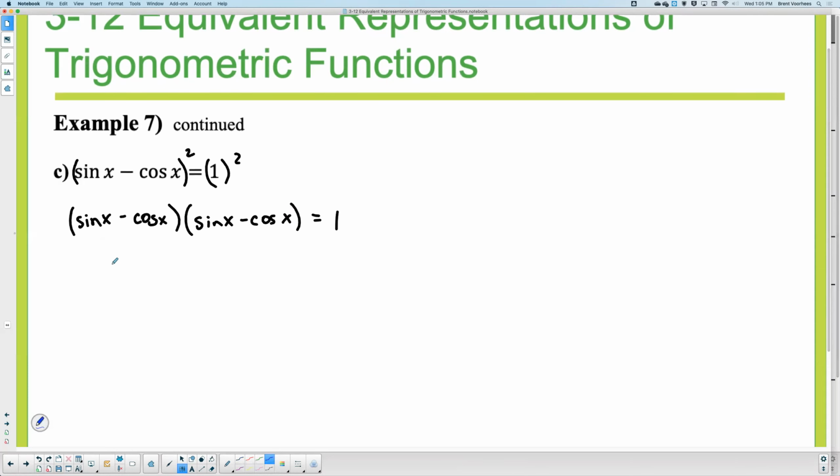Now I'll distribute. I'm going to have sine times sine right there, so that's going to give me a sine squared x, and then I'll have a sine times a negative cosine, and a negative cosine times a sine. So again, I'm going to have 2 of those. There were 2 of them, a sine times a negative cosine and a negative cosine times a sine. Since there's 2 of them, that's going to become negative 2 cosine sine. And then finally, we're going to have a negative cosine times a negative cosine, which becomes a positive cosine squared.